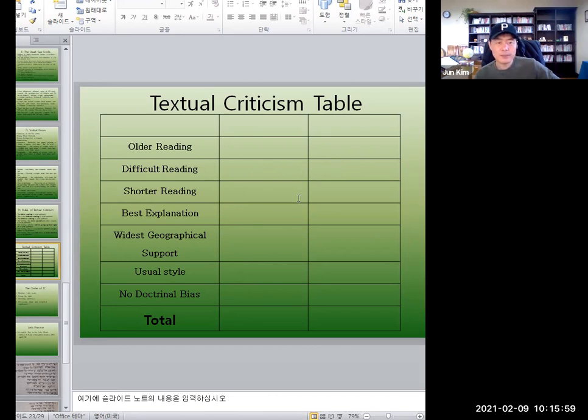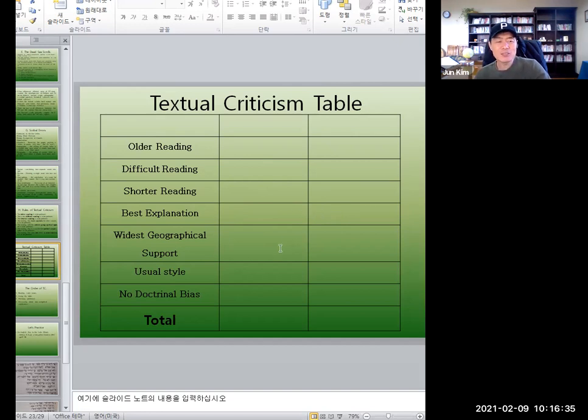What about shorter reading? The Septuagint has no "hair," so this one is shorter. You can give the shorter mark here. Anyway, we are following the rule. What about best explanation? I think this is a bit hard, but if you can find any specific reason apart from whatever is written here, then you can indicate it here. So far we don't have anything.